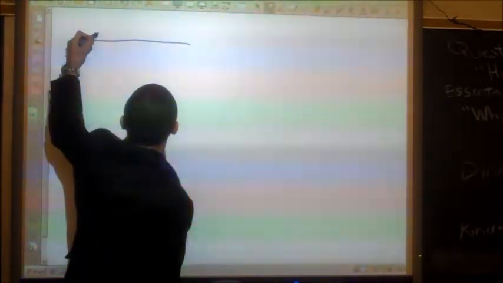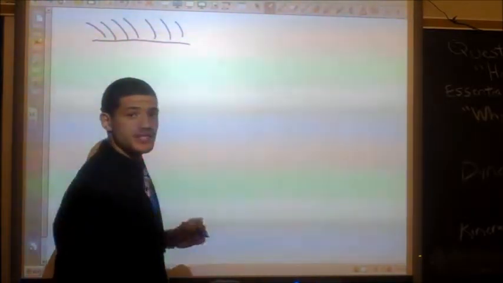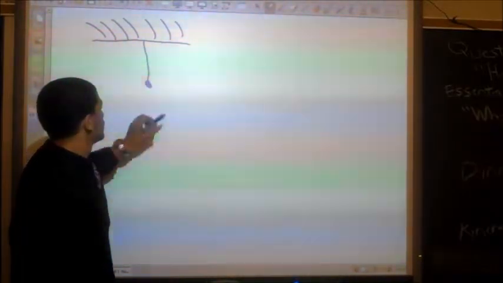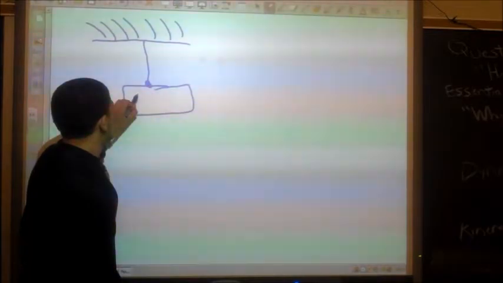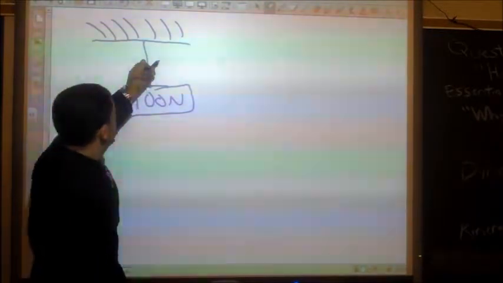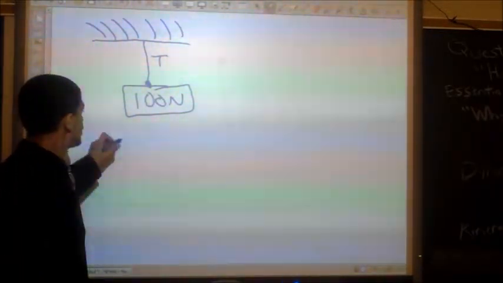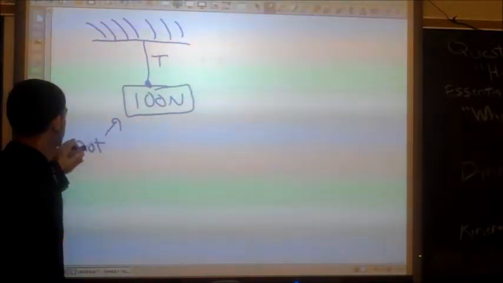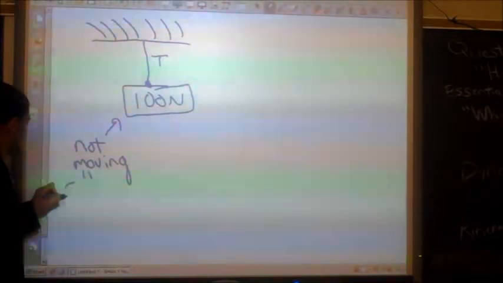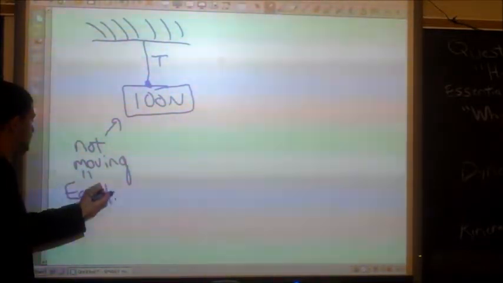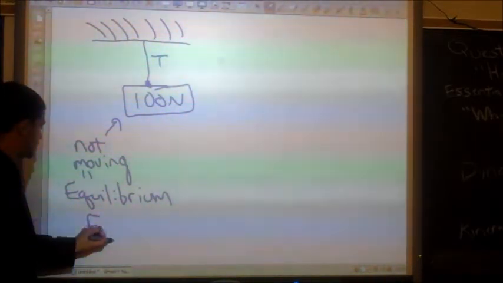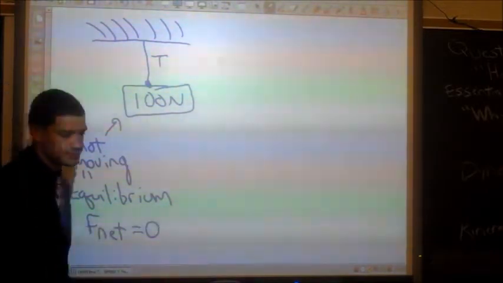Let's say that we have a block hanging off of a piece of rope attached to the wall, and the block weighs 100 newtons. What I'd like you to do is find the force of tension in this rope. This block is not moving, which means that it's in equilibrium, which means that our net force has to equal 0.